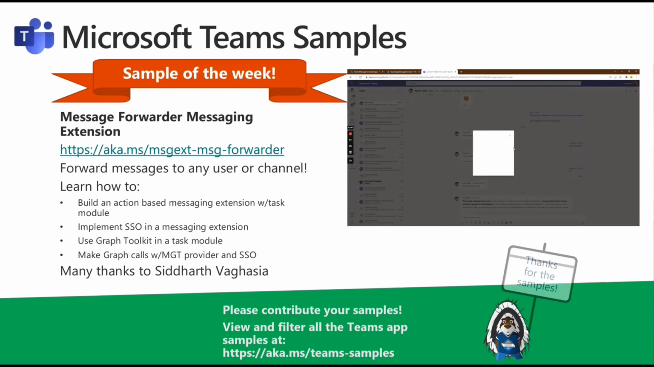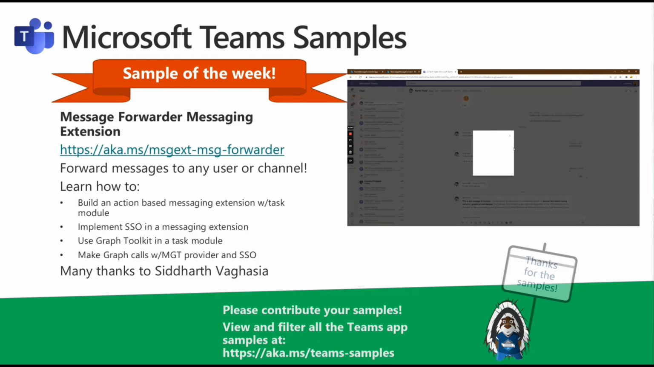It demonstrates an action-based messaging extension with task module, how to implement single sign-on in a messaging extension, and it uses the Graph Toolkit in a task module with the MGT provider and single sign-on to do the graph call. So brilliant. The MGT makes the code so nice and compact and wonderful. And so hats off to MGT and especially to Siddharth. Thanks so much for the new sample. Please contribute your samples, and back to you, David.